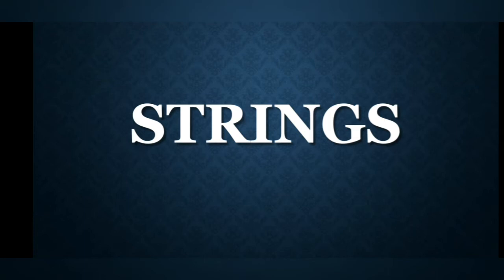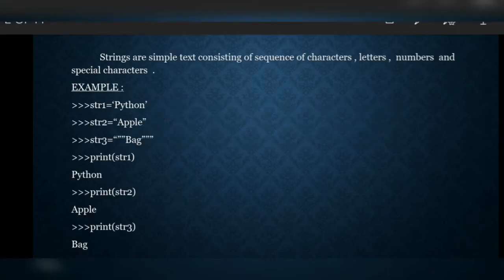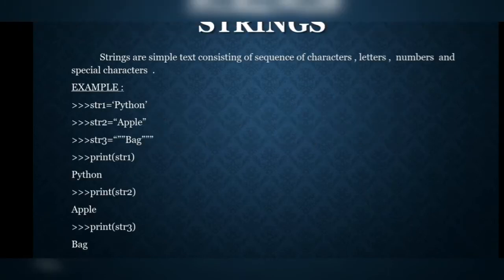First of all, what are strings in Python? Strings are simple text consisting of a sequence of characters, letters, numbers and special characters. A string can be created using single quotes, double quotes and triple quotes. In this example, string1 equals Python, string2 equals Apple, string3 equals bag.